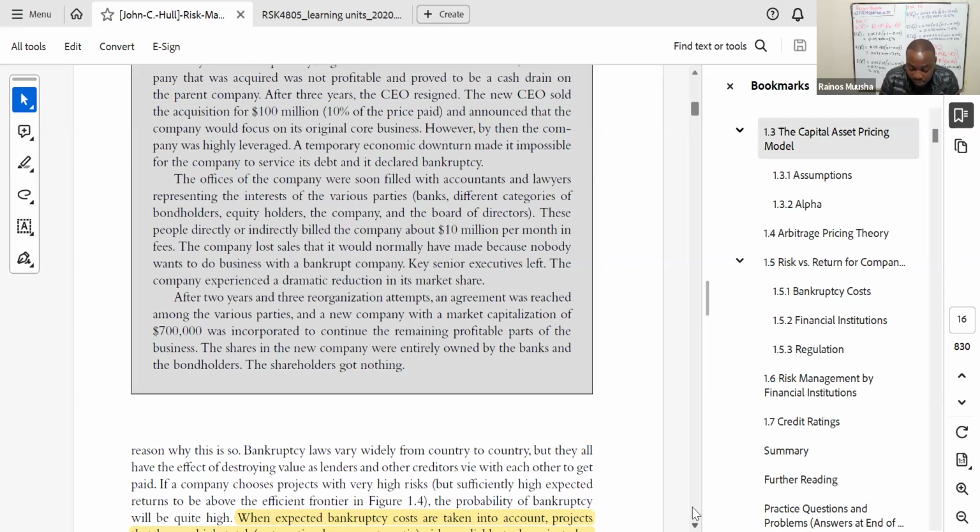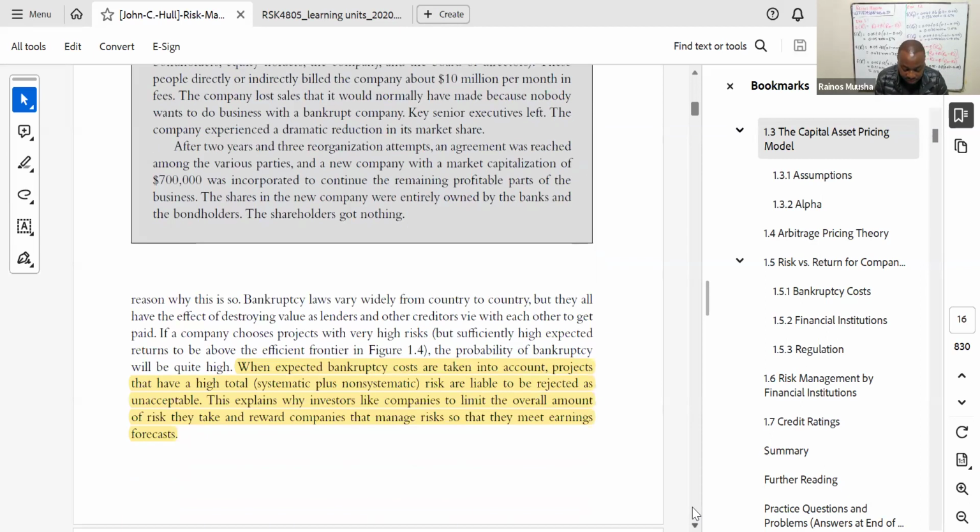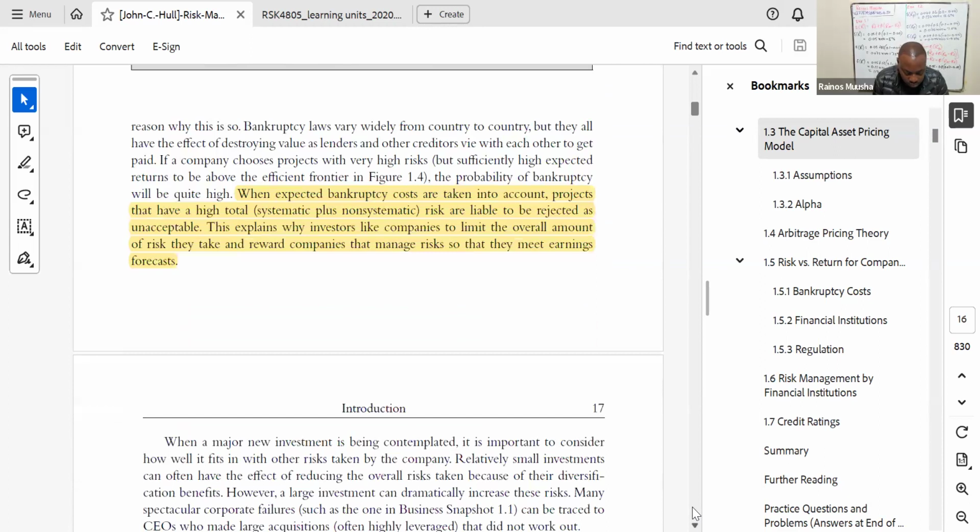So these are some of the bankruptcy costs, which are basically the consequences of what might happen when a company declares bankruptcy. As a note, they say, when expected bankruptcy costs are taken into account, projects that have a high risk are liable to be rejected as unacceptable. So this explains why investors like companies to limit the overall amount of risk they take and reward companies that manage risks so that they meet earnings forecasts.